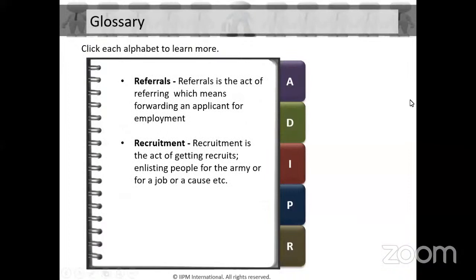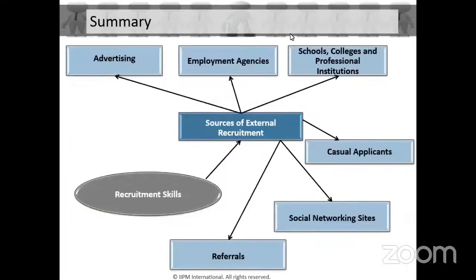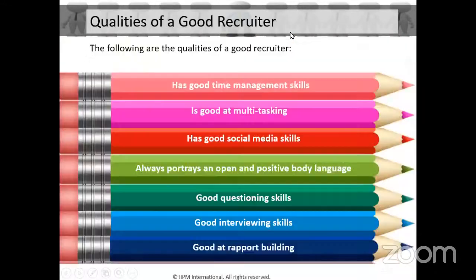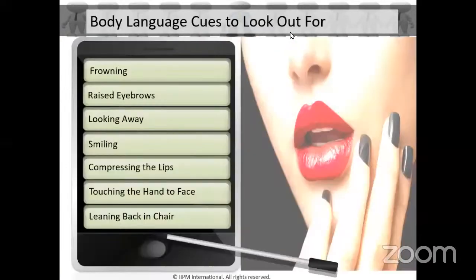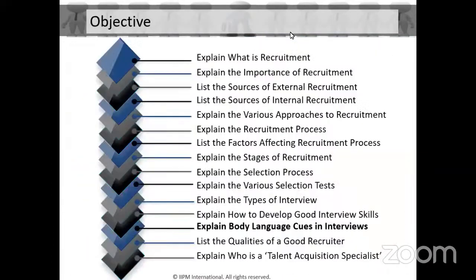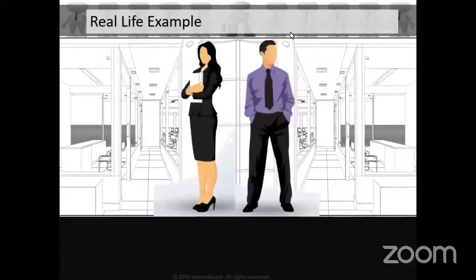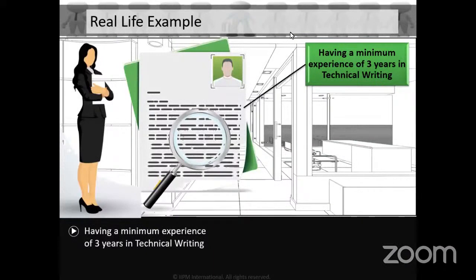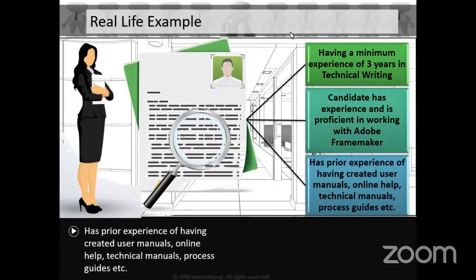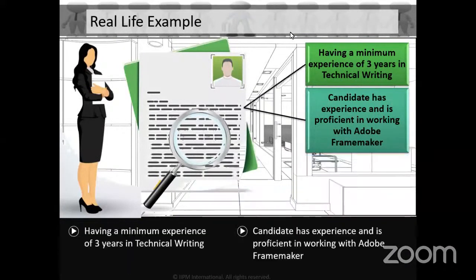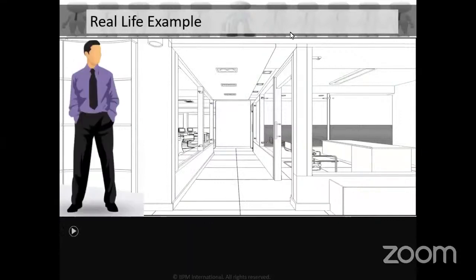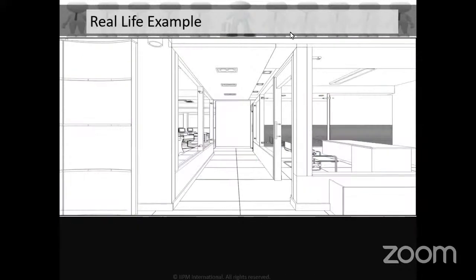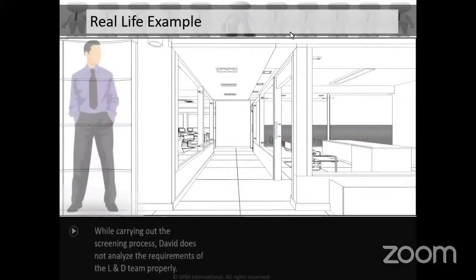Sorry, let me share my slide. Sorry, I clicked on a button and it took me to the very, very end. So I'm stepping back. Okay, we are here.